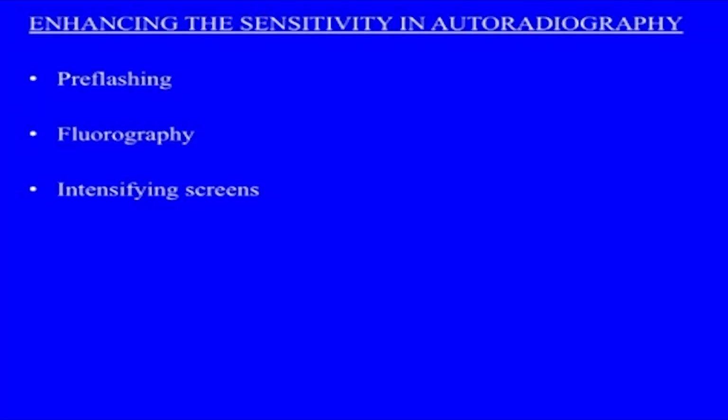And then the last one is intensifying screens. Now, this is the opposite problem to that of low energy isotopes. Here, radiation from high energy isotopes like 32P and gamma isotopes labeling samples, say in proteins or other samples, consists of highly penetrating particles or rays, which penetrate through the film, causing little exposure of the film and therefore producing a very poor image.